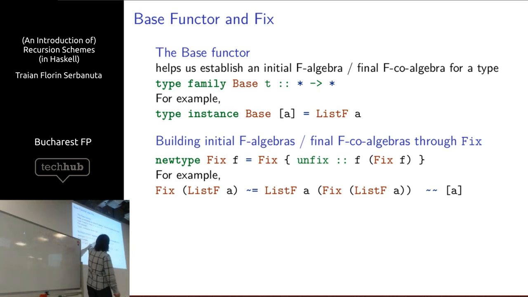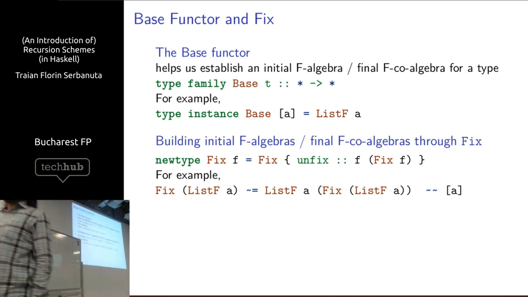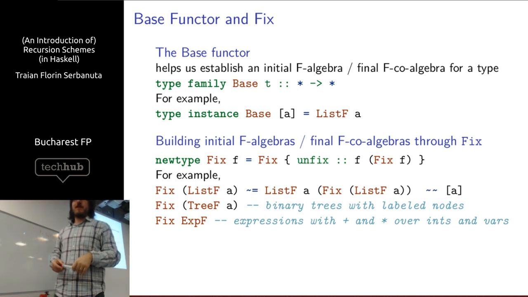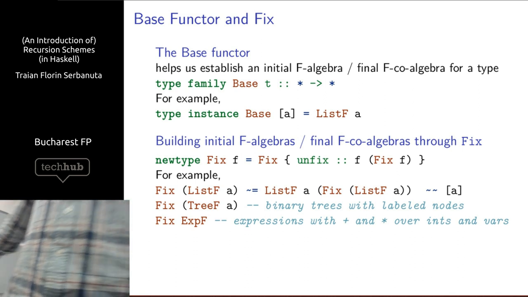Okay, so we have this, and we can think of the same for trees. I can take Fix of TreeF of A, and this will give me something isomorphic, or if you want the same, the exact binary trees with labeled nodes. Or I can take Fix of ExprF, and this will actually give me the terms representing expressions with plus and multiplication of integers and variables.